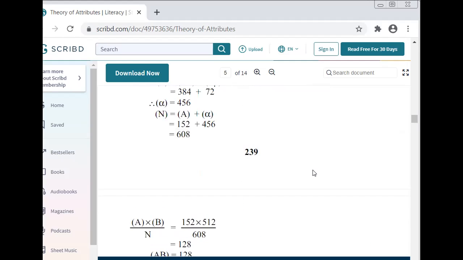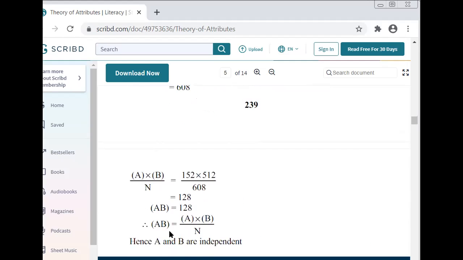Now what is the formula here? The frequency of AB is given as 128, but frequency of A into frequency of B by N is required. So how to find it? Frequency of A is 152, frequency of B is 512, by N equal to 608. After simplifying, what is this equal to?